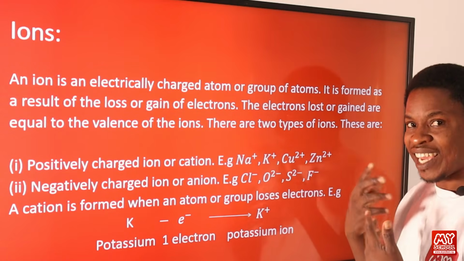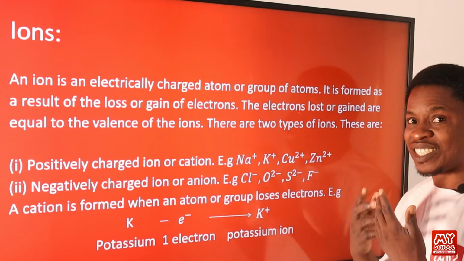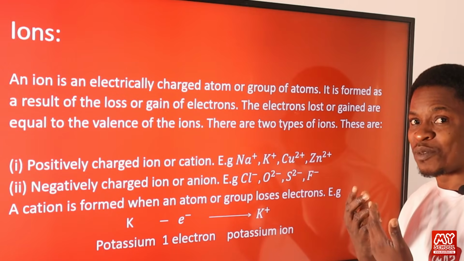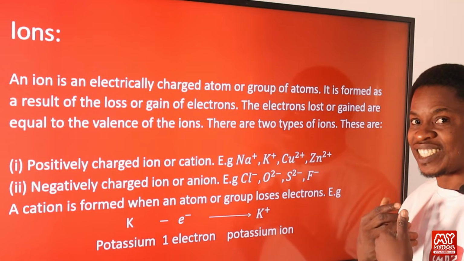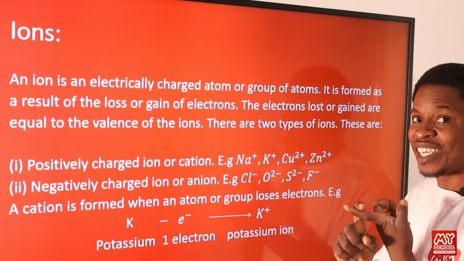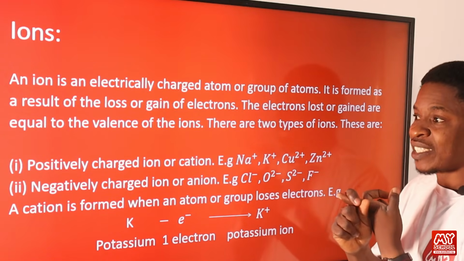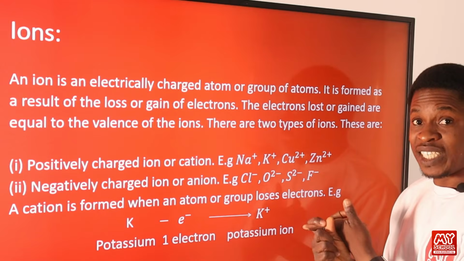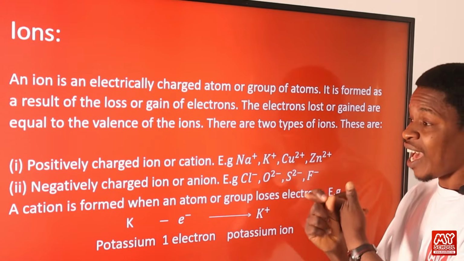Okay, that is it, like an irony of life. You should expect that when it's losing electrons, it should be negative, right? And when it's gaining, it should be positive, but it's the other way around. By the time we get to bonding, you will understand why we have it that way.